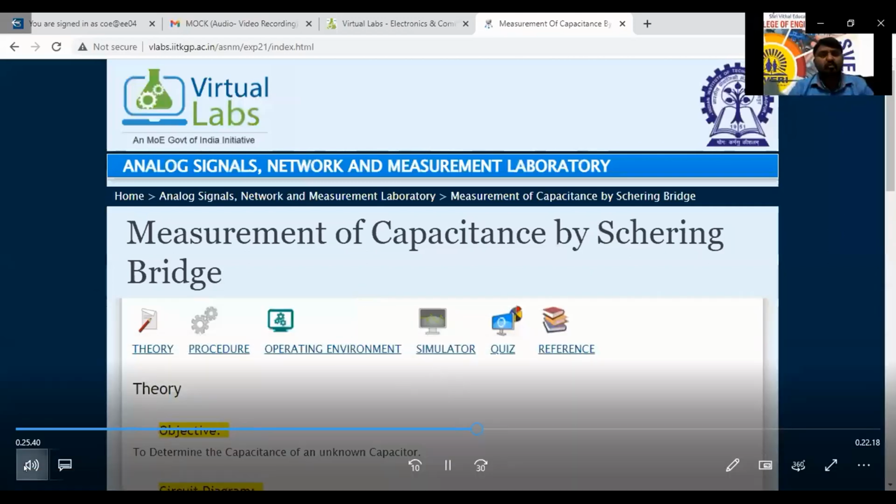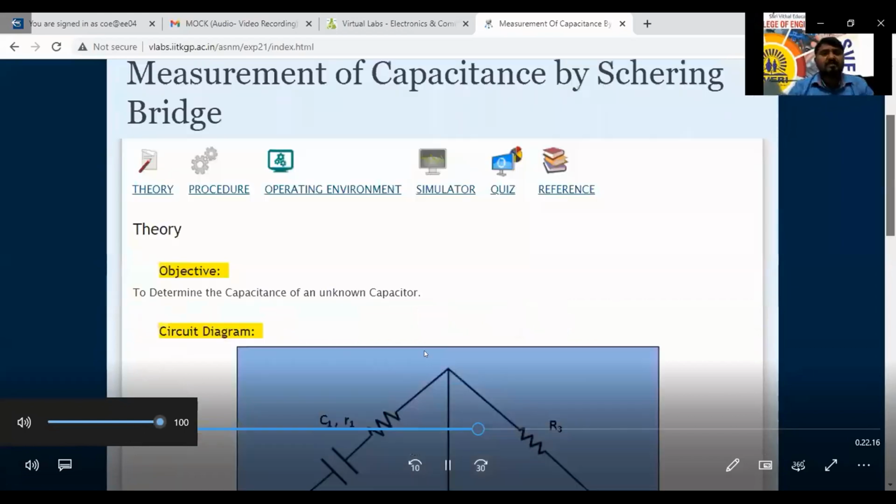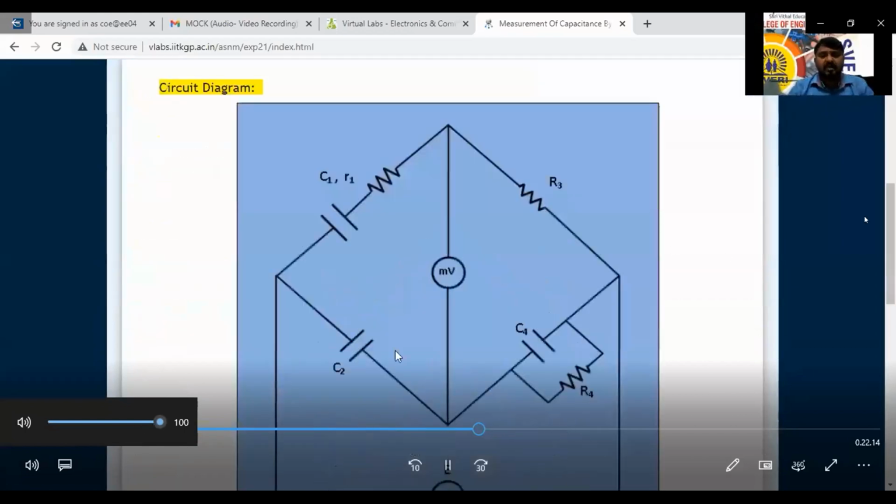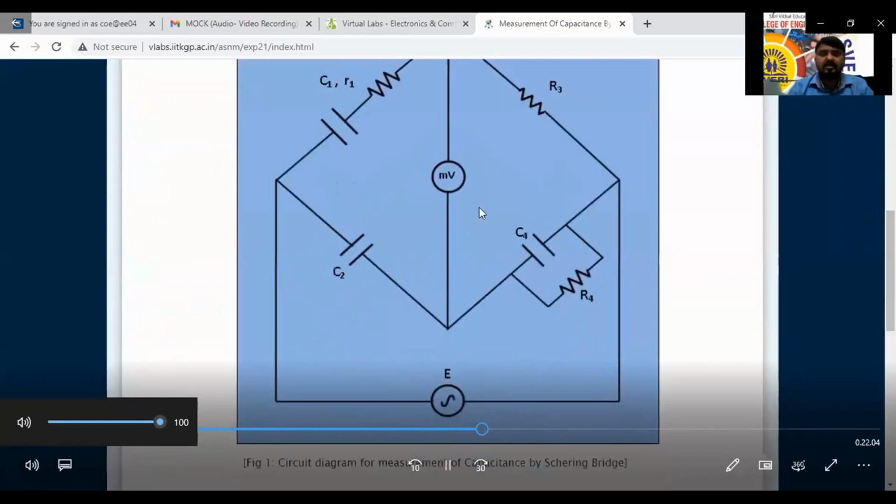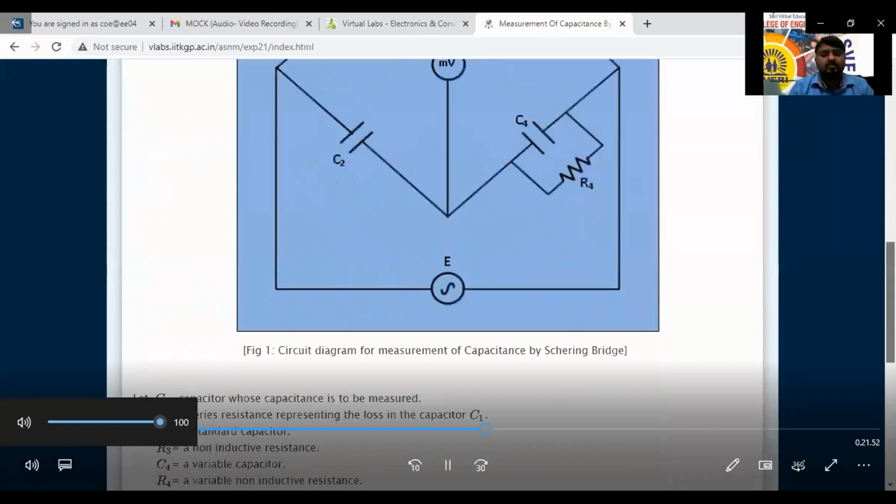Schering bridge will be opened. First, here also is the theory part, the same diagram we have discussed. C1, R1, C2, R3 and C4, R4 are connected in parallel. In between, the detector is there. It is a voltage detector we have used. It is going to display the value in the form of millivolt. So this is the circuit diagram.